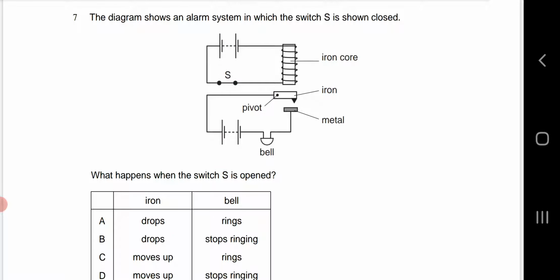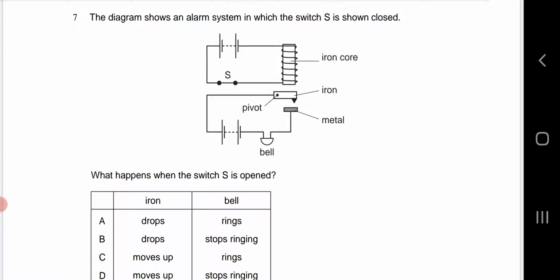Question 7. The diagram shows an alarm system in which the switch S is shown closed. What happens when the switch S is opened? Okay, in this configuration, when the switch S is closed, the current is flowing in the upper circuit and the iron core will be magnetized. So this magnetized iron core will attract the iron, and due to this attraction the lower circuit is cut off. That is, there is no current flowing in the lower circuit.